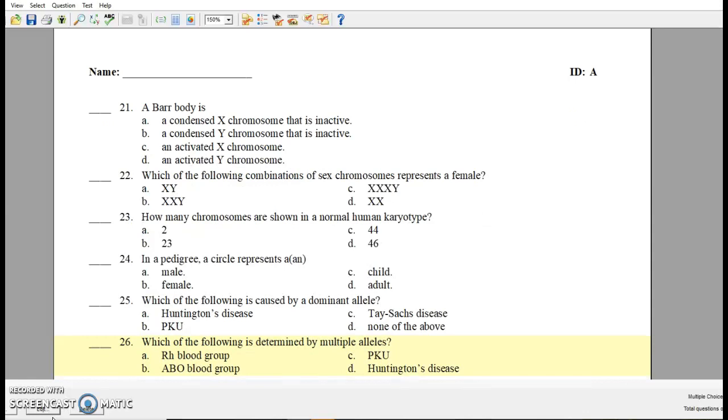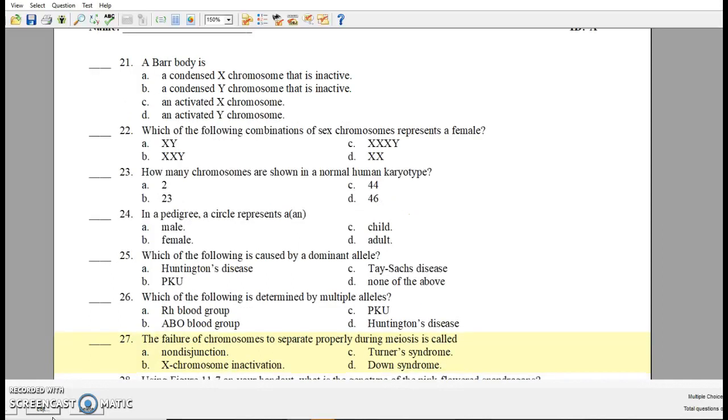26, which of the following is determined by multiple alleles? And that is B, the ABO blood group. There are 3 alleles present in the population. 27, the failure of chromosomes to separate properly during meiosis is called non-disjunction. In anaphase, for whatever reason, the chromosomes do not separate equally. If that egg has too many or too few, or that sperm has too many or too few, and that is the egg or sperm used in reproduction, then the baby would have a chromosomal problem. We looked at those in the karyotype lab.